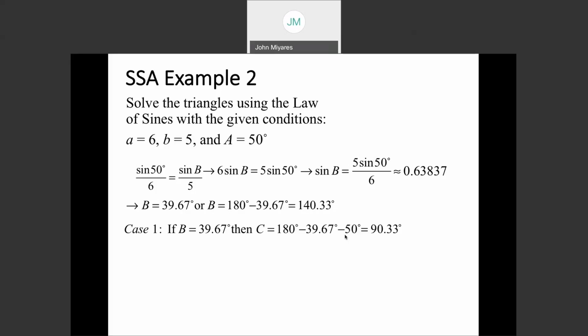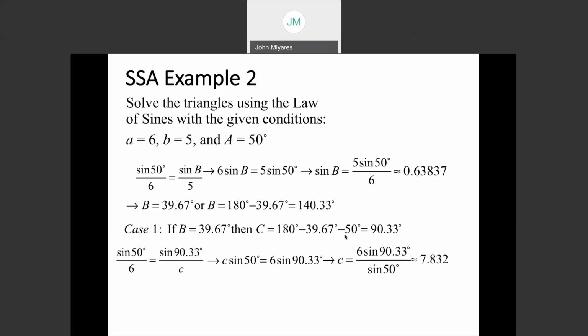Applying the law of sines again, we'll say that the sine of angle A over side A equals the sine of angle C over side C. We'll plug in our knowns, then we'll cross multiply, set the cross products equal to each other, and then we'll divide both sides by the sine of 50 degrees, put that in the calculator, and we'll get side C is 7.832.